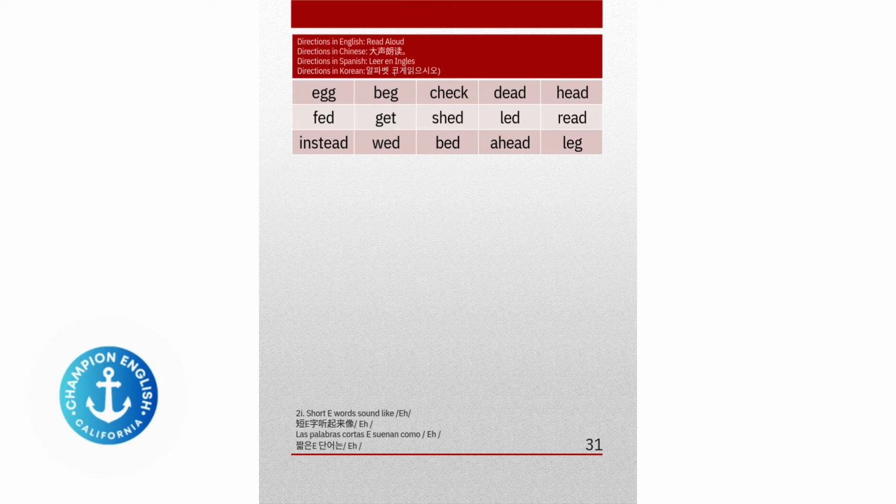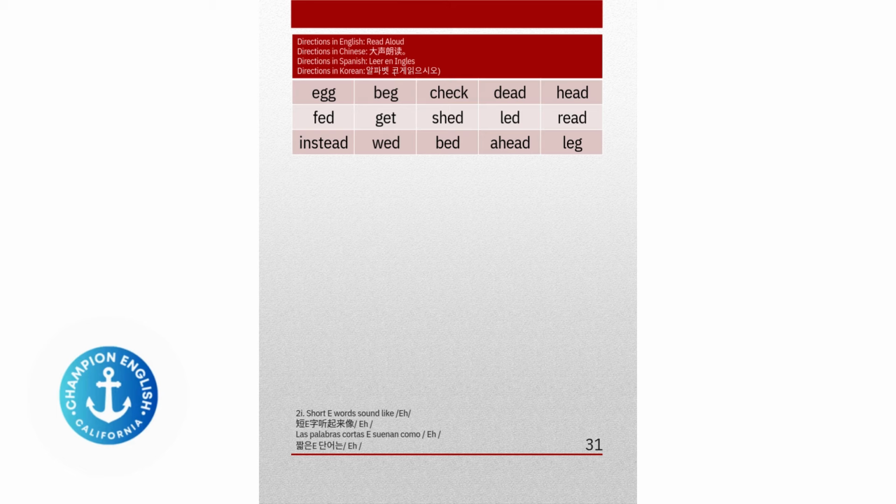Dead, dead, head, head, head, fed, fed, fed, get, get, get, shed, shed, shed, led, led, led, red, red, red.